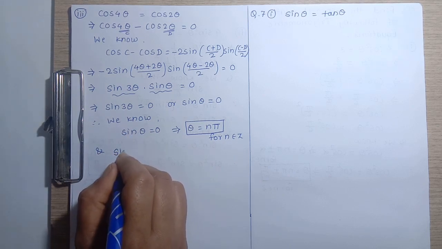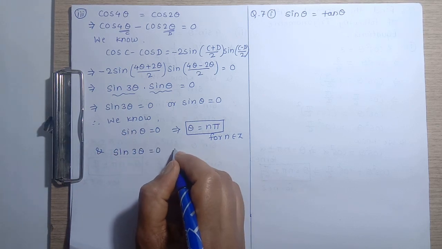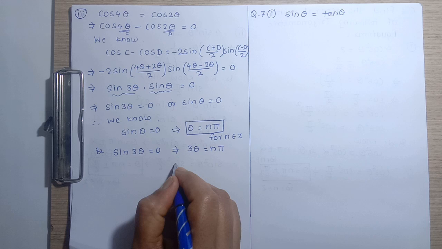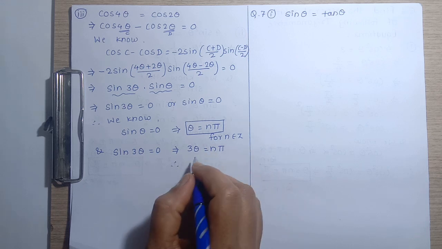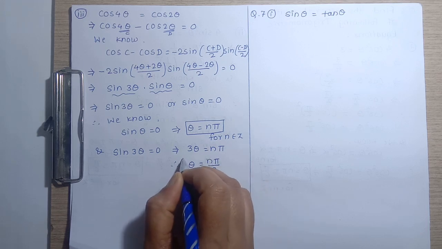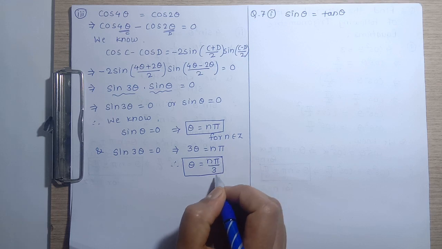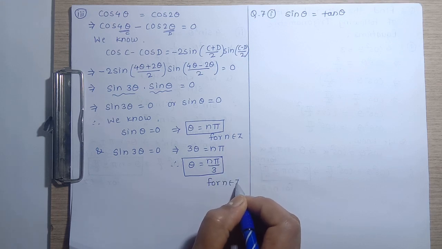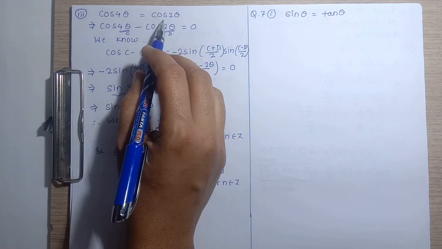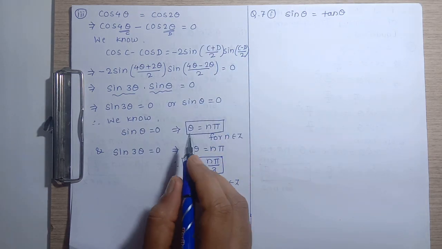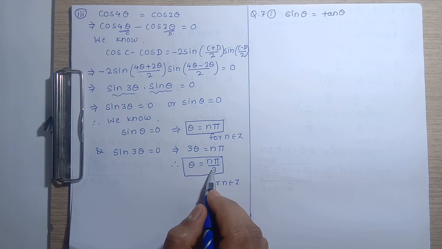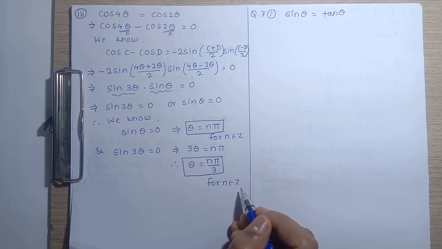And sin of 3 theta is equal to 0 gives the solution 3 theta is equal to n pi. Therefore, after dividing by 3 on both sides, we get theta is equal to n pi by 3 for n belongs to Z. Therefore, our equation cos 4 theta minus cos 2 theta gives the solution theta is equal to n pi or theta is equal to n pi by 3 for n belongs to Z.